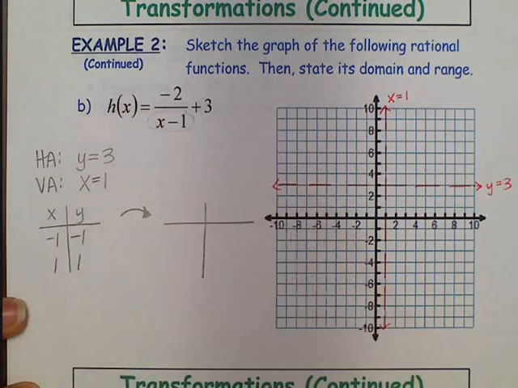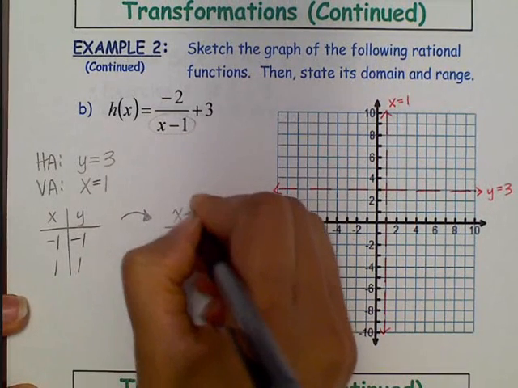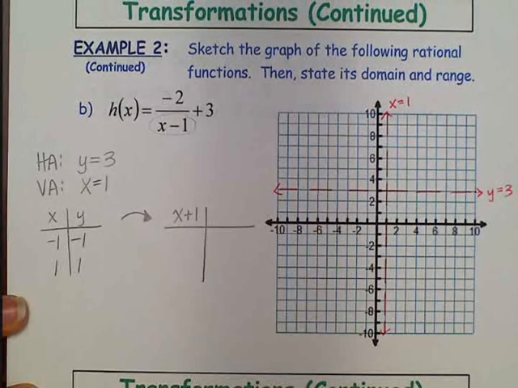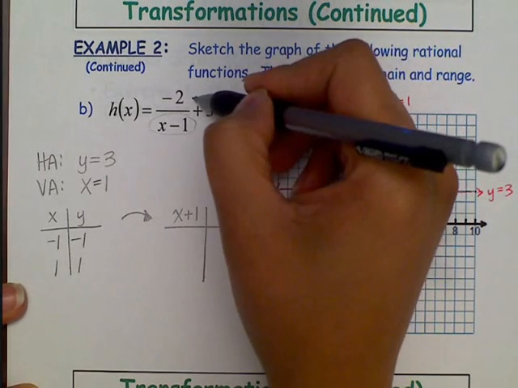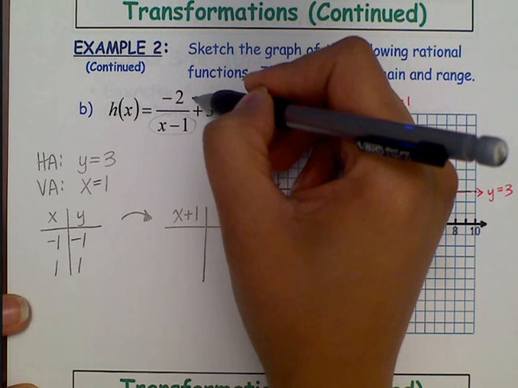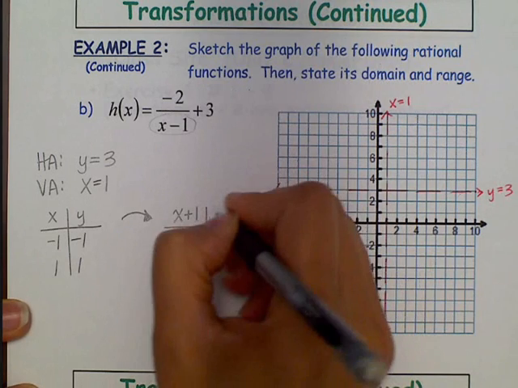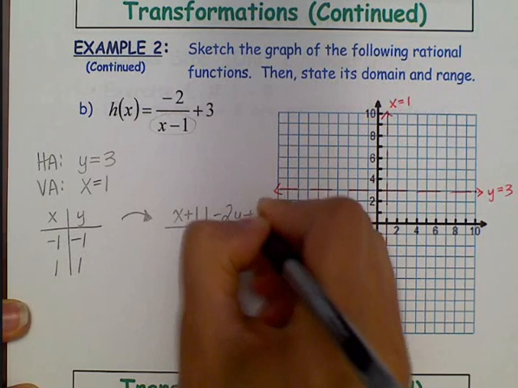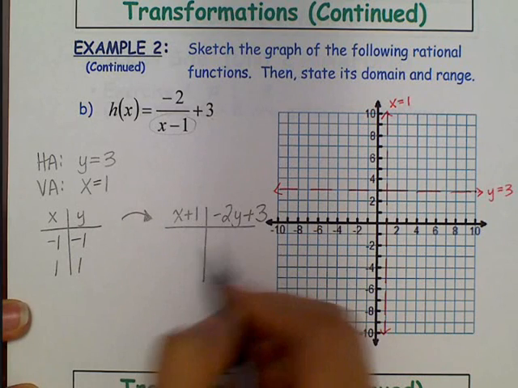If I look at my horizontal transformations, the only transformation I have in the denominator is that the graph is shifting to the right one. So the x values are going to increase by 1. In terms of my vertical transformations, notice that you have a -2 at the top, which tells me the graph is going to be reflected in the x-axis and then stretched by a factor of 2. And then it's going to move up 3 units as well, based on the +3 at the end.